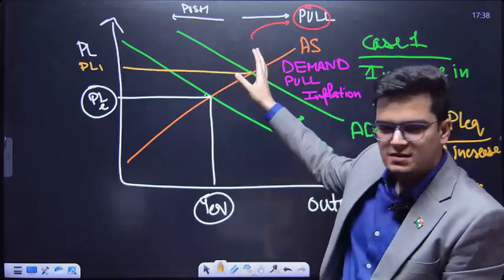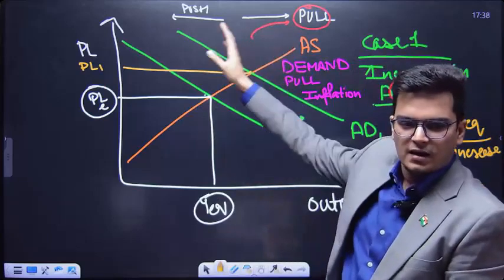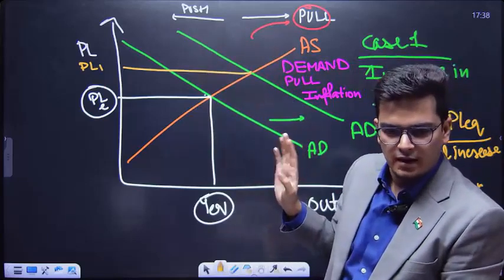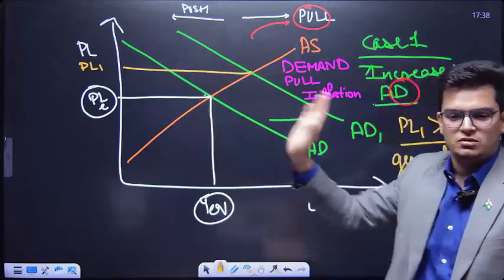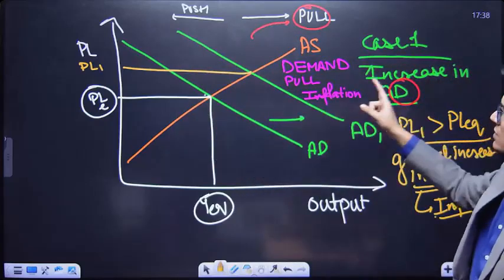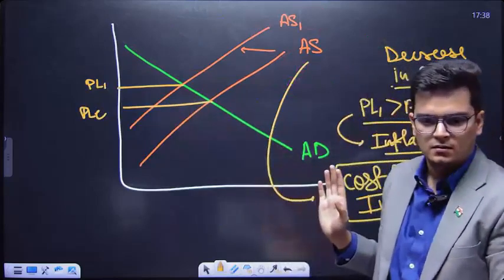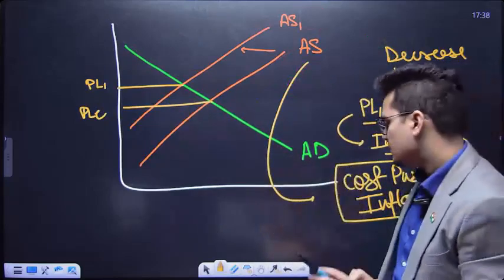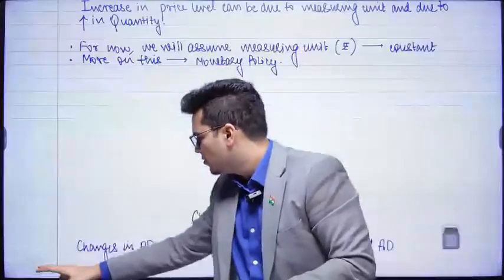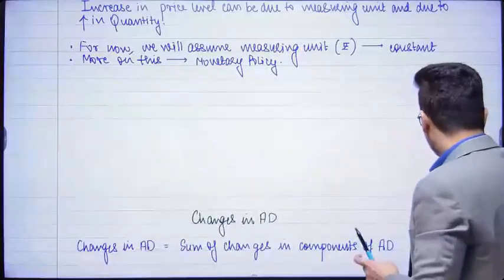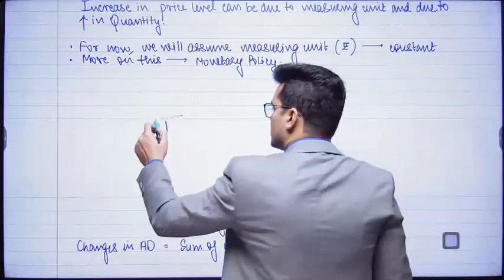But now you know the reason. When you make the graph, things become clear, right? So demand pull and cost push. Demand pull inflation towards this side, cost push inflation towards that side, okay. Now, so effectively what is causing inflation?